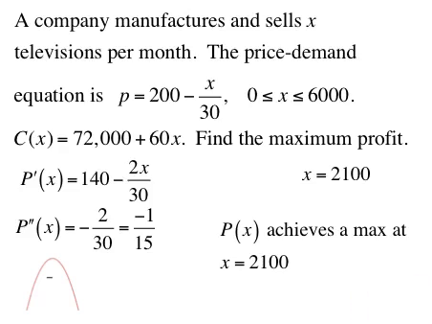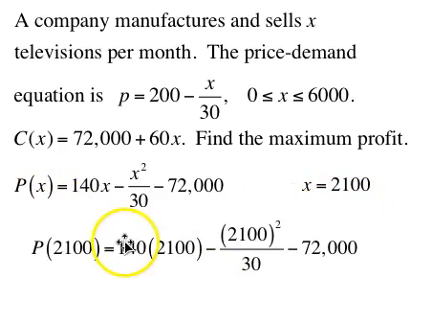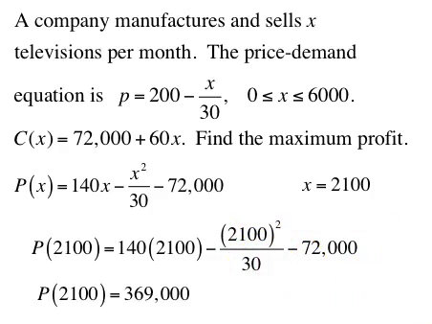But what is that value? We're going to have to plug 2100 back into our profit function. So we have the profit function is 140x minus x squared over 30 minus 72,000. I want to find out what my maximum profit is. That will be plugging the 2100 into the profit function. So P of 2100 is 140 times 2100 minus 2100 squared over 30 minus 72,000, which gives me a P of 2100 of 369,000.